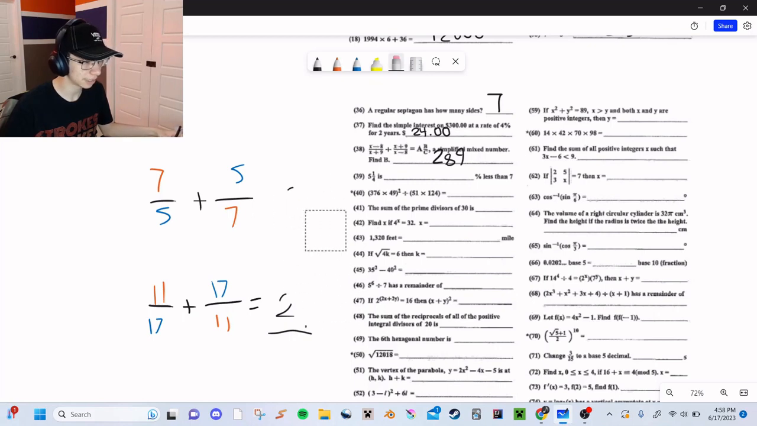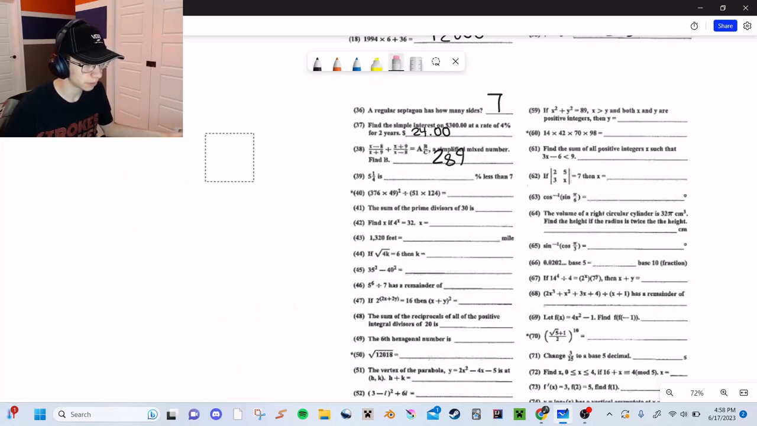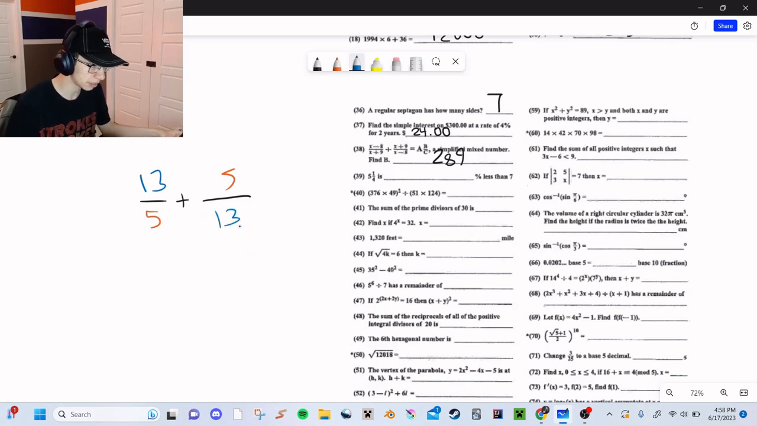They usually don't ask this case, but I've seen it once before. So a case where this trick would not work would be like if I had this case. Wait, no, that would work. This wouldn't work. So let's see why this doesn't work.